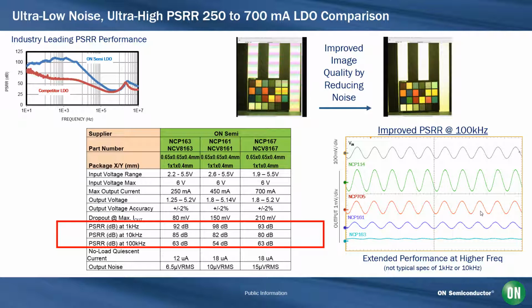So here's an example of several different LDOs that we offer, from 250 milliamps to 700 milliamps. The key piece is to look at the specifications not only at 1 kilohertz, which has been the historical norm for LDOs of only specifying that one frequency range, but really looking at what is the performance of that LDO across the different frequency ranges. So in your application, it might be more important to have higher PSRR at 1 kilohertz, or in another application, you might be more interested in 100 kilohertz.